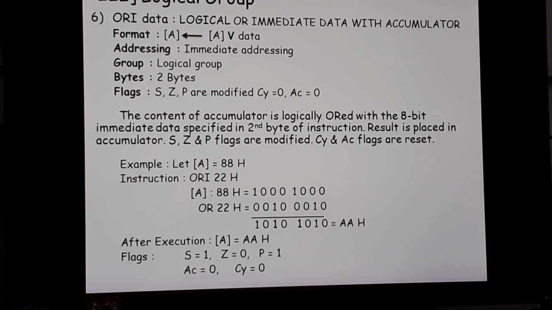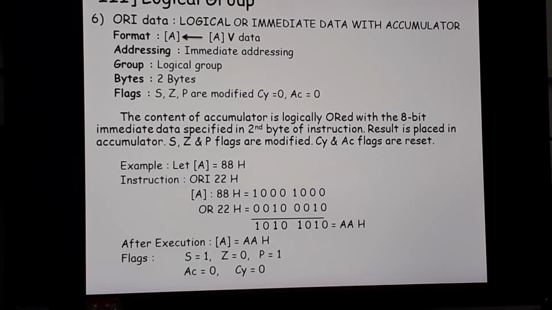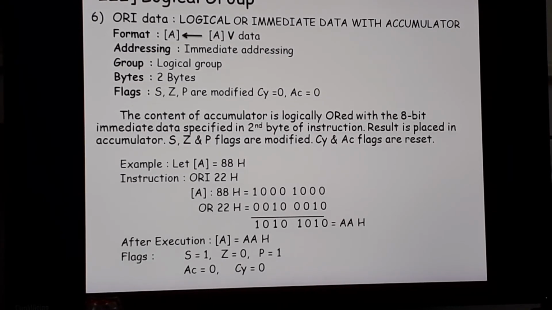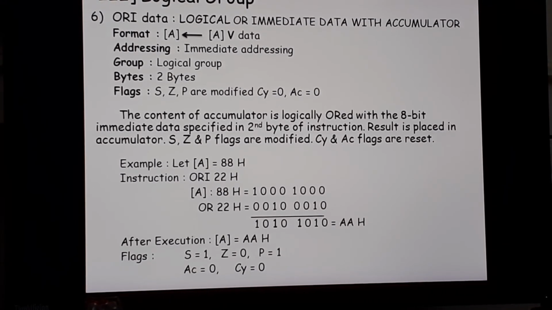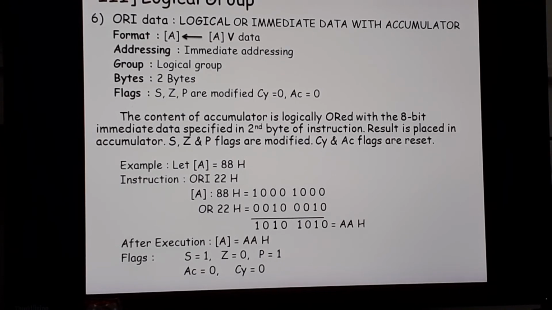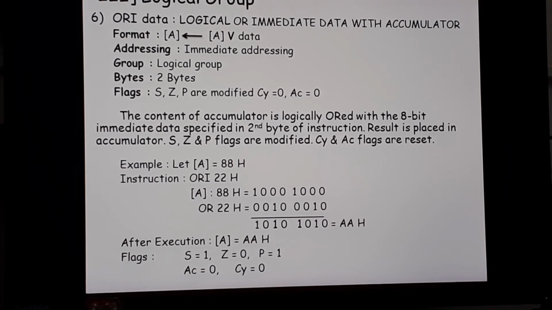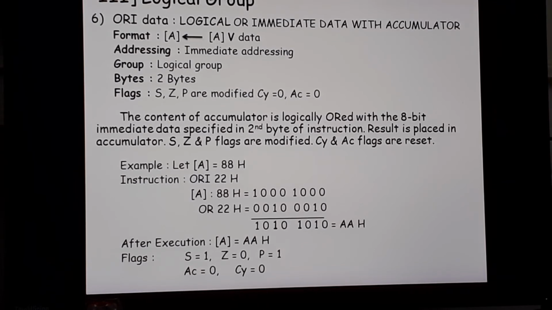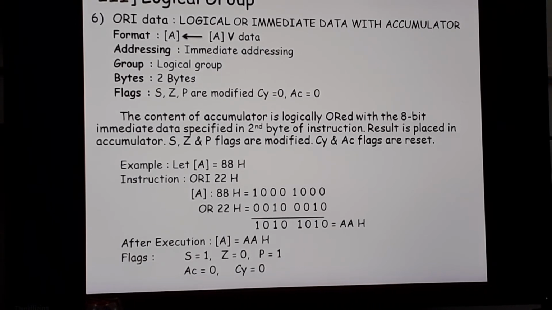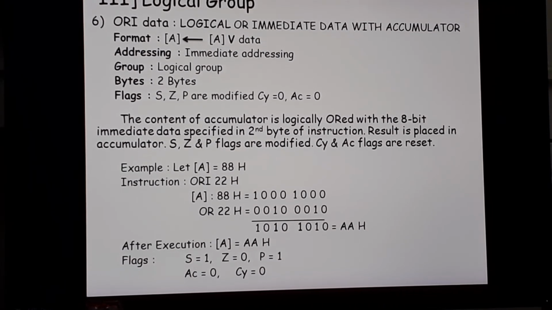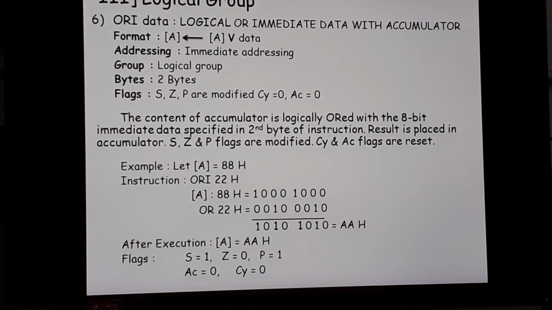So the example here I have taken as accumulator content 88H. I have assumed, you can take any data. Then you need to mention the 8-bit data in the instruction itself. You can write the instruction as ORI, and in front of that the 8-bit data, which I have assumed as 22H. After ORing both of these data in binary, the answer I got is AAH. H is the hexadecimal unit, which I have already told you in the previous videos. So accumulator result AAH got stored in accumulator after execution.